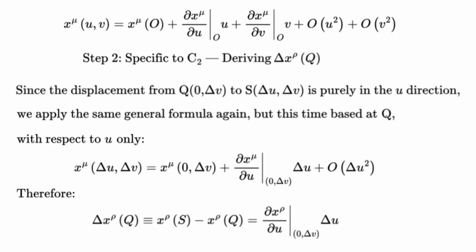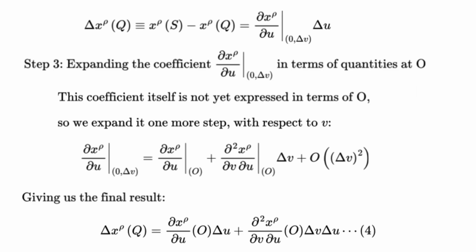Therefore, Step 3. Expanding the coefficient ∂x^ρ/∂U in terms of quantities at O. This coefficient itself is not yet expressed in terms of O, so we expand it one more step, with respect to V. Giving us the final result.